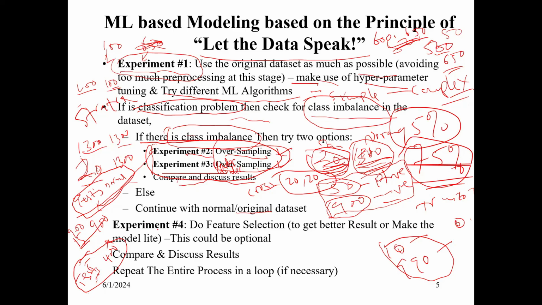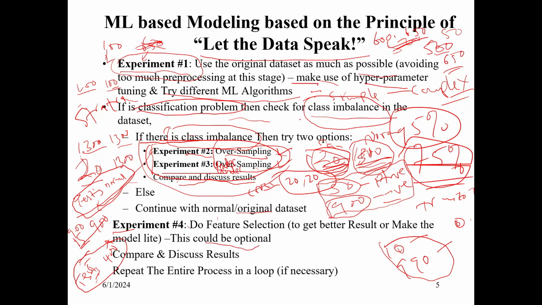And then you move on to experiment number 4. Either you are doing regression or not. So in regression, you will not have this because there's nothing like oversampling or undersampling in regression. We don't have data imbalance in regression. Now you do feature selection to get better results or make the model light. So of course, this could be optional.